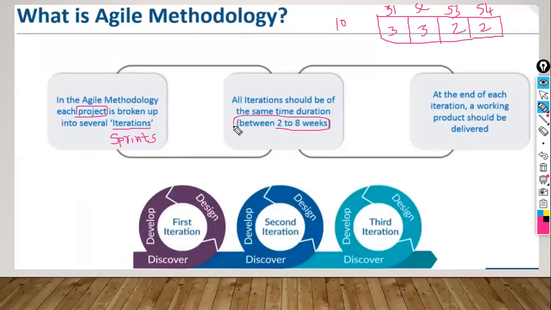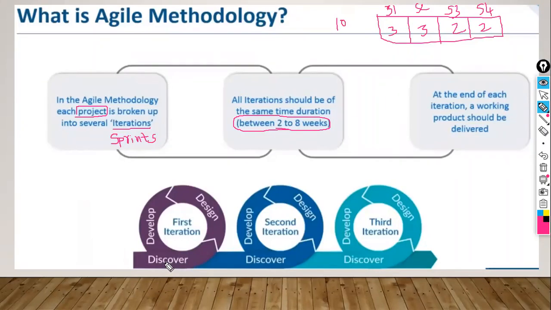Generally, most of the companies go with two weeks per sprint. That means 14 days. So two weeks is the sprint duration, which means within 14 days, we need to complete these three functionalities. We need to develop them.